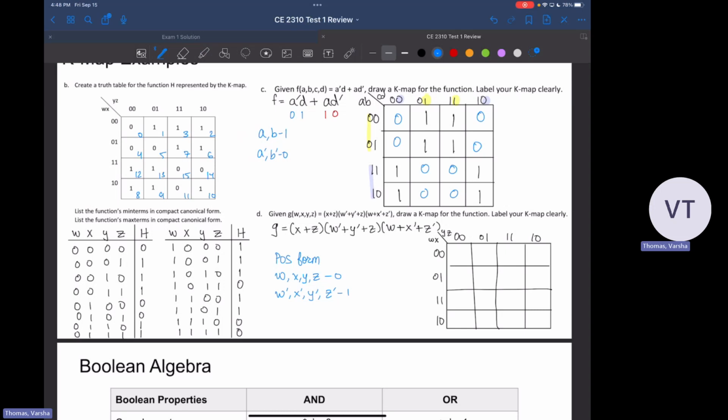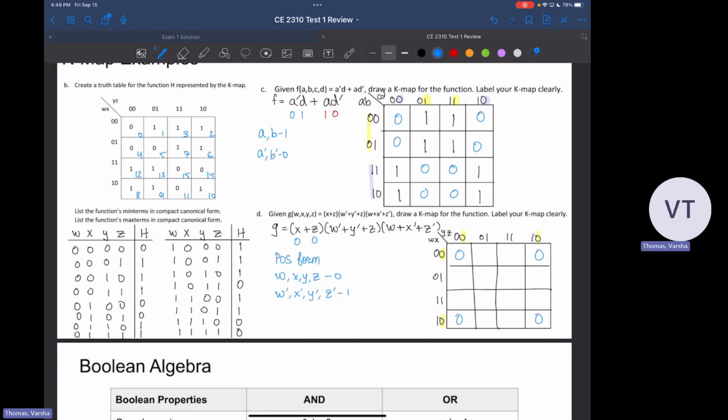All right, so I'm just going to go term by term. In this case, X has a value of 0. Z has a value of 0. So in my K-map, I am going to put a 0 wherever X is 0. So that's in these 2 rows. And where Z is 0, that's these 2 columns. All right, so I'm going to put it in here. 0, 0, 0, and 0.